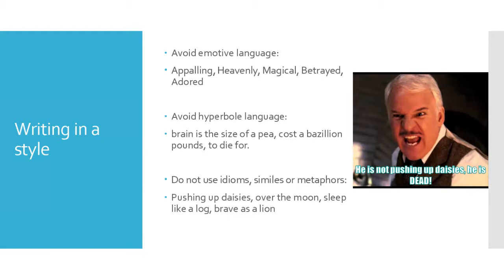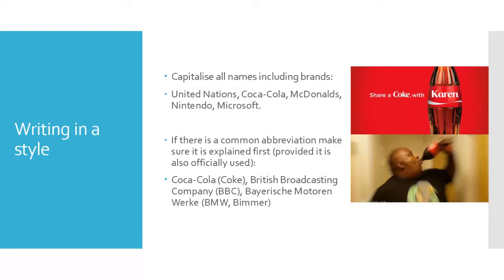essay. Avoid hyperbole, idiom, similes, and metaphors like brain the size of a pea, cost £1 bazillion, or to die for. Nothing is literally to die for. Do not use idioms, similes, or metaphors: pushing up daisies, over the moon, slept like a log, brave as a lion. They just don't look good, I'm afraid.